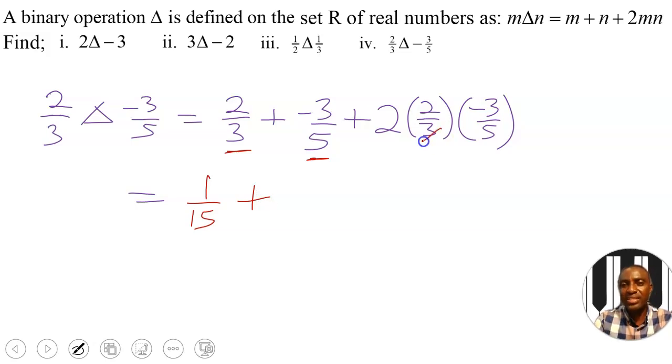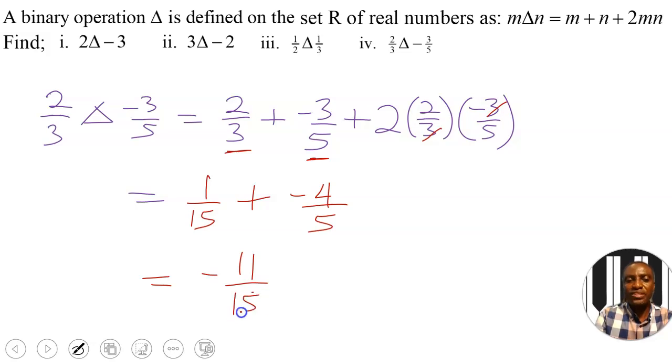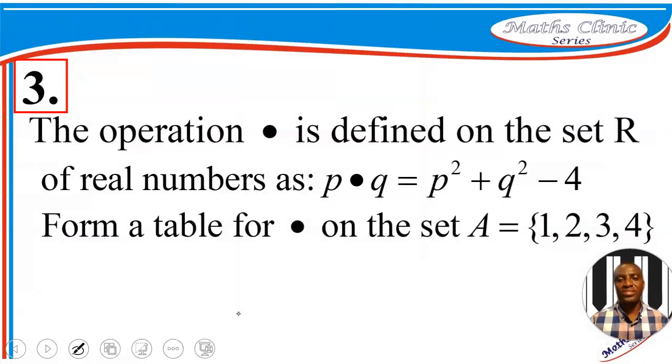Now here I can let this one cancel this one or divide that, so that I have 2 times 2, which is negative 4 divided by 5. Again, I'm going to do 1/15 plus negative 4/5, and that together will give us negative 11 on 15. So you can take time and go through that, and that becomes your answer. Right. So solve the rest of the questions, and then that'll be fine for that.